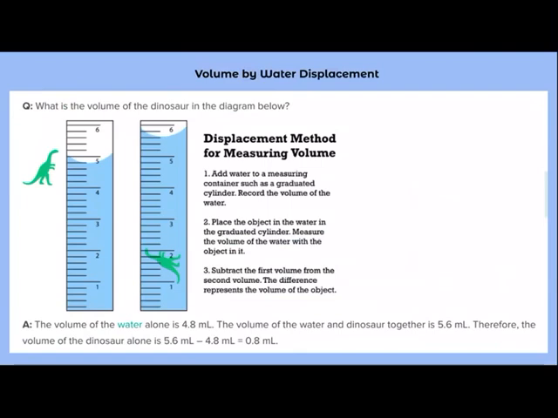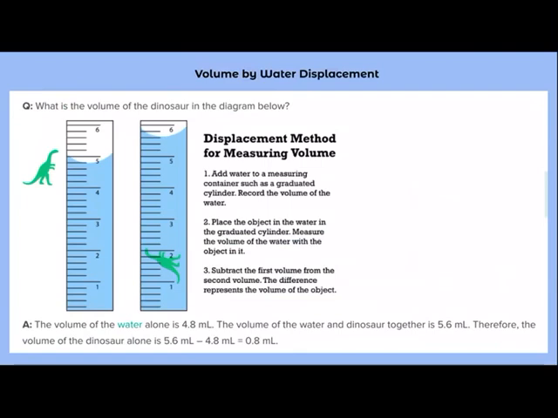So if we look at the bottom here, it says the volume of the water alone is 4.8 milliliters. The volume of the water and the dinosaur together is 5.6 milliliters. Therefore, if we subtracted the two, the difference would leave us with 0.8 milliliters, which would be the volume of the dinosaur.